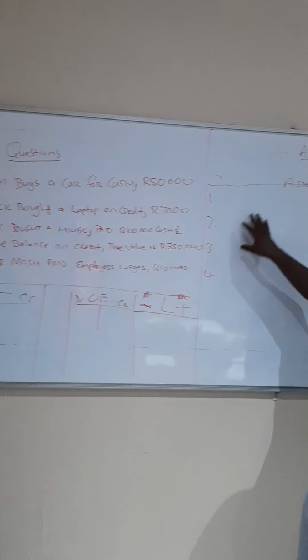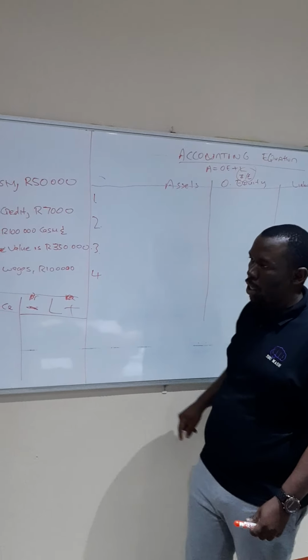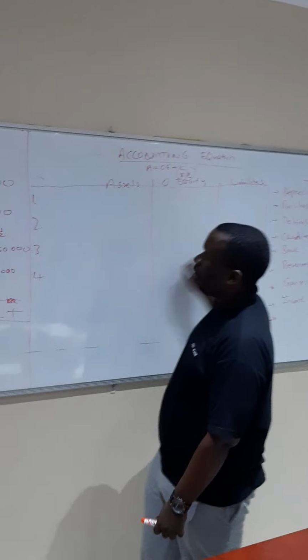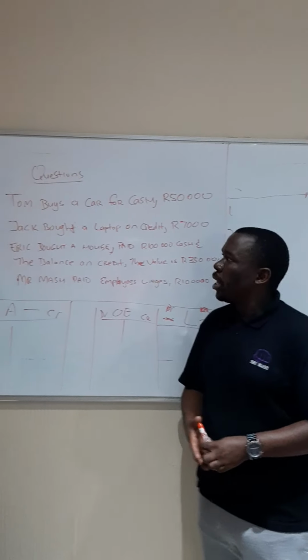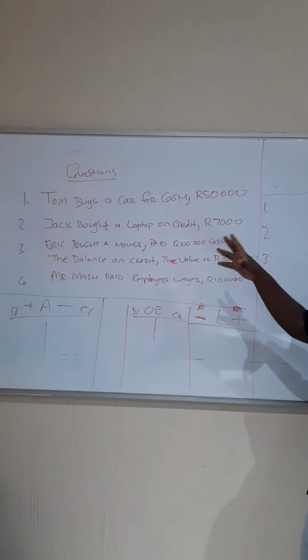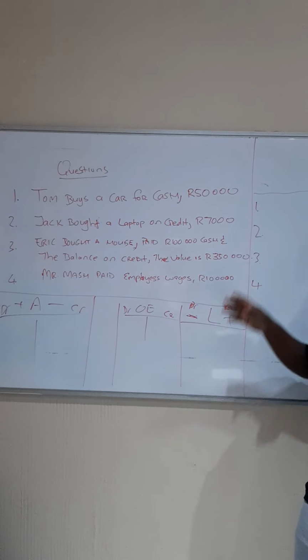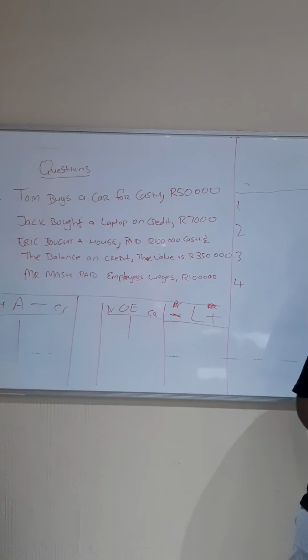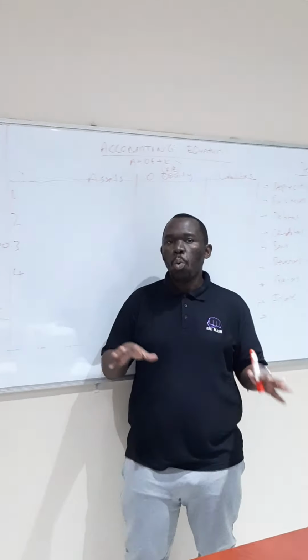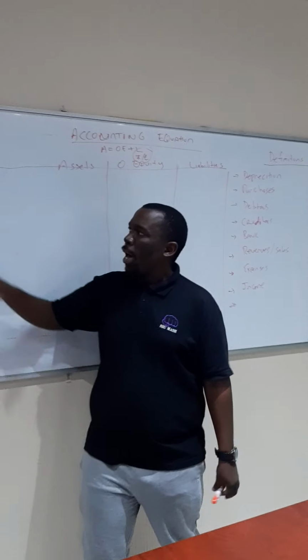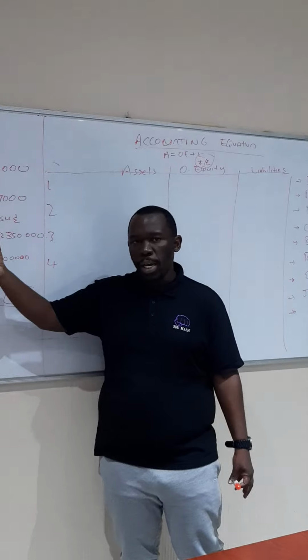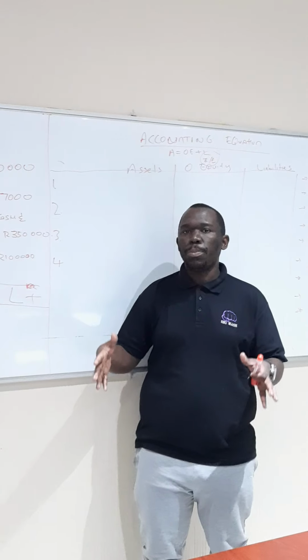Whenever I put a plus here, it will mean an increase or decrease in either the asset, equity, or liability. So the first question that we have for today is: Tom buys a car for cash. The value of the car is 50,000 Rand. So the question we need to ask is what is happening and how is it happening, and what is Tom doing? Tom is buying a car, and how is he buying the car? He's buying the car for cash.